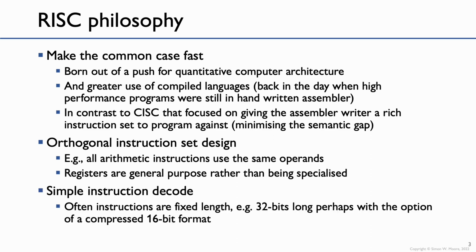The other thing that's really important is that RISC instructions are usually simpler to decode. The instructions themselves, in their binary representation, are often just 32 bits long, perhaps with the option of a compressed 16-bit format for certain instructions. So that really helps. In contrast to RISC, in Intel you can have anything from a byte up to, I can't remember, about 16 bytes. We'll talk about that in a bit more detail, and it's very complex to decode.